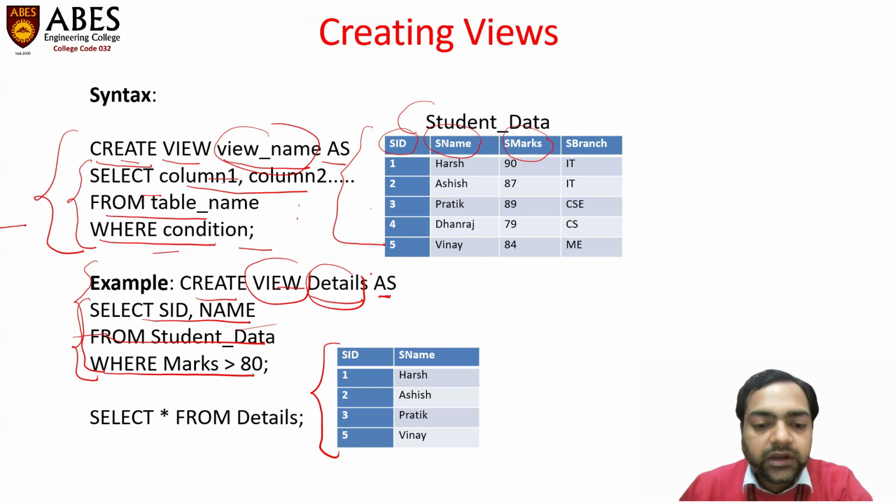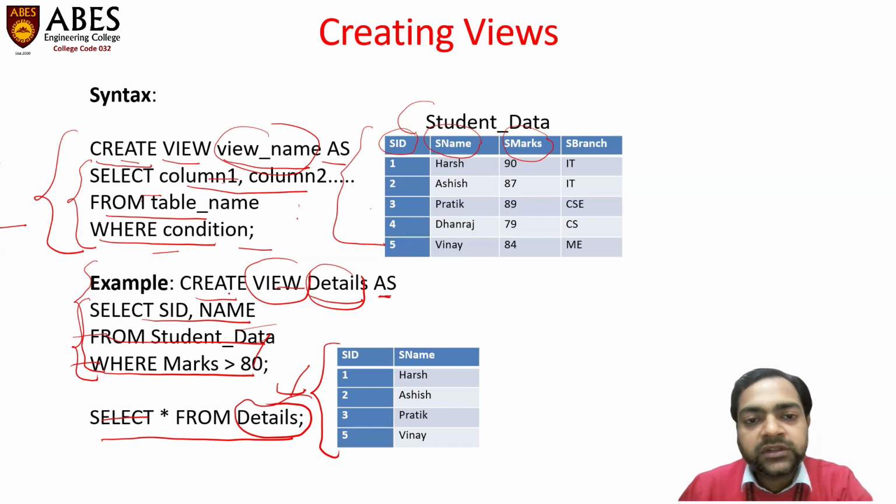So now, based on our condition, we have created a view, and after that we need only this select statement, select asterisk from details. What it will do is access your data from the view. Details is actually a view which we have created from this particular example. So in this manner, we will be creating our views from an original table.